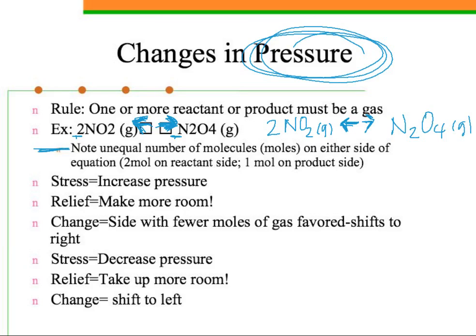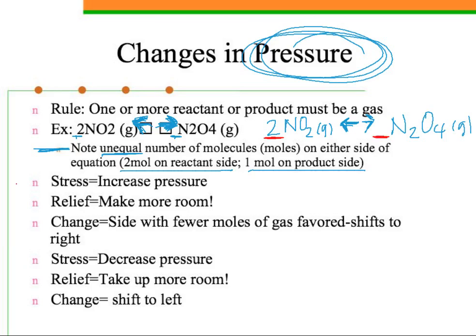Notice that we have an unequal number of molecules or moles on either side of the equation. There's 2 moles on the reactant side, only 1 mole of gas on the product side. So again, just to emphasize that, we've got 2 moles of gas on the reactant side, only 1 mole of gas on the product side.